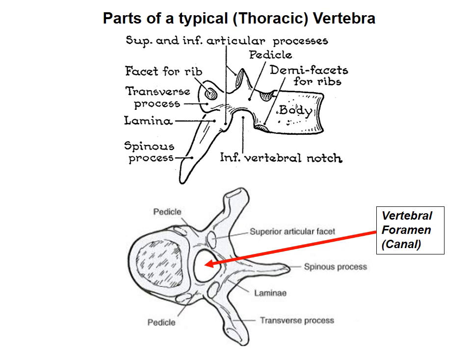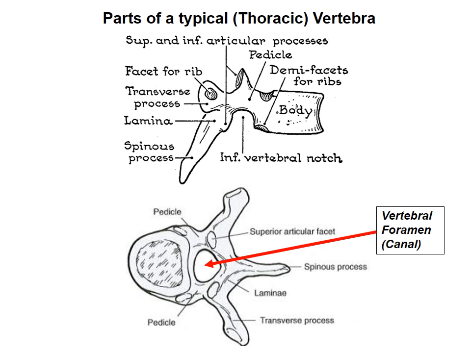This is a thoracic vertebra, but we'll use it to look at the generalised parts you'll see on a vertebra from any region up and down the vertebral column. If you first look at the top picture, this is a lateral view. You can see the body of the vertebra, and its job is to transmit force from the vertebra above it to the vertebra below it.